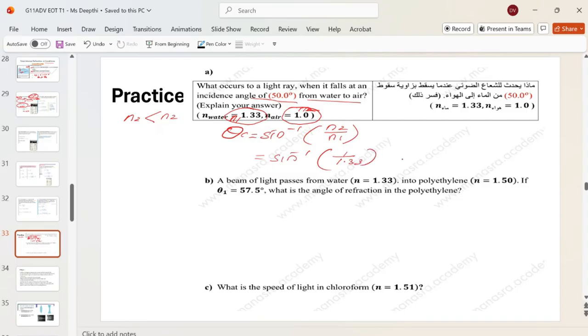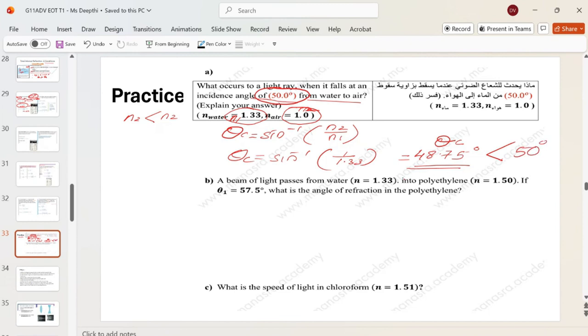Plug it in the calculator and you get the answer: 48.75 degrees. Look at that. That's the answer that you get for the critical angle theta c. But in the question, they have mentioned that the angle of incidence is 50 degrees, which is bigger than the critical angle, right? So what happens to the ray?